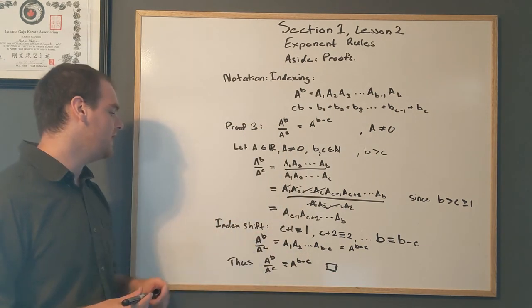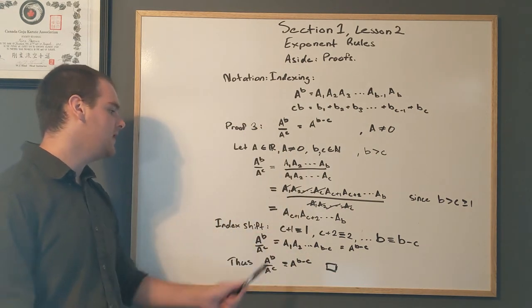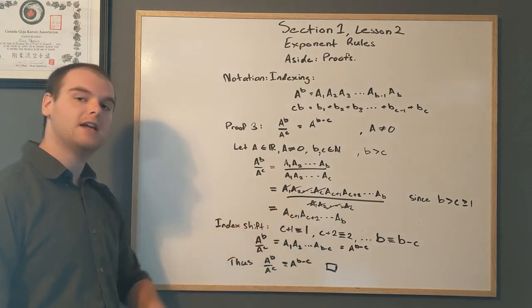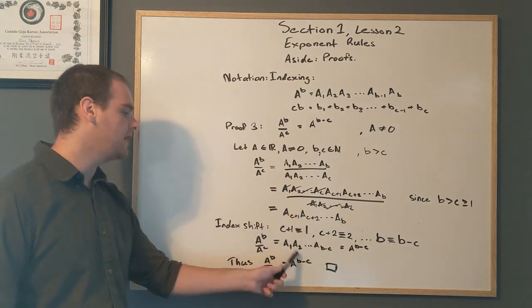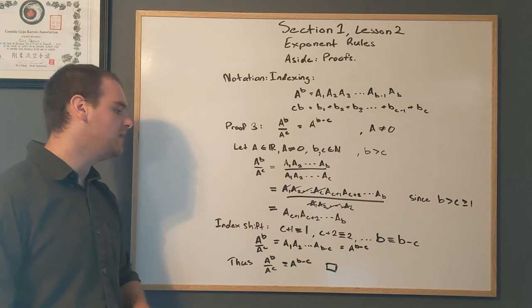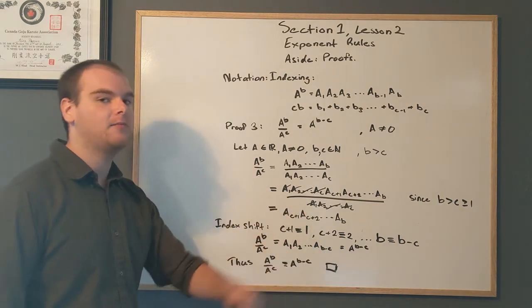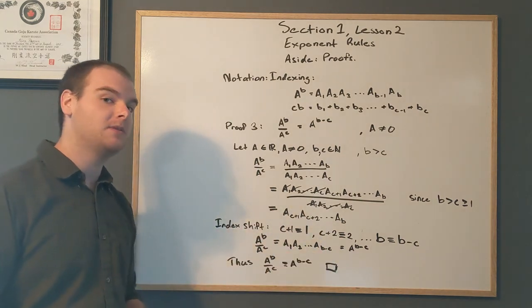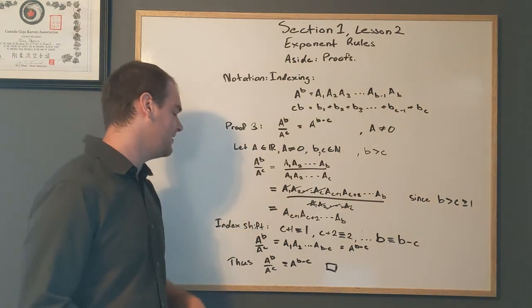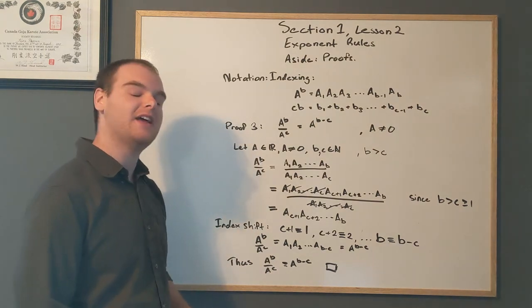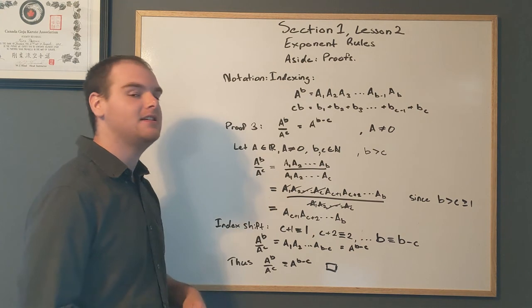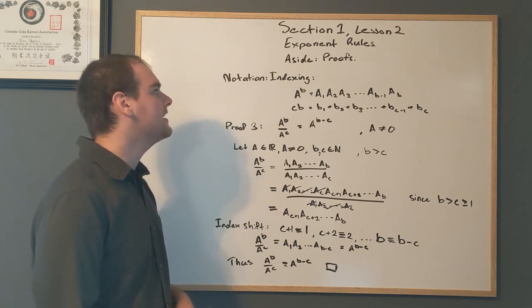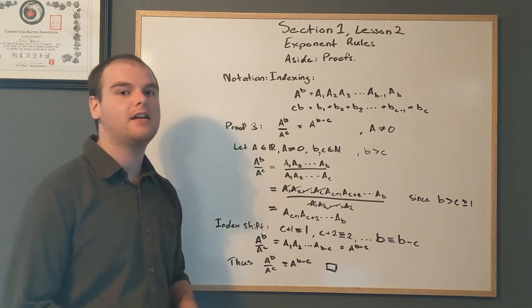So if we continue a to the power of b divided by a to the power of c, then if we use this index shift, we're going to be left with a1, a2, all the way to a(b minus c). And that, by our definition, is just a to the power of b minus c. Thus, a to the b divided by a to the c is equal to a to the power of b minus c. And that's the end of the proof, and that is the last proof of this lesson.